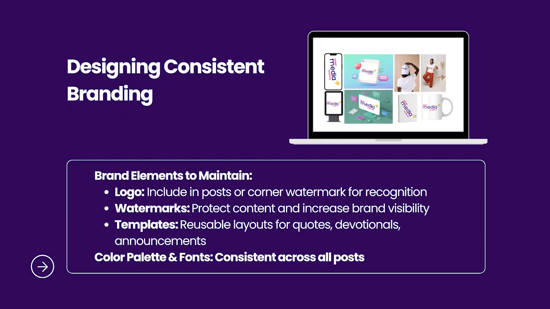And then we have color palettes and fonts. These ones I've already talked about. You should have consistency across all your platforms. If your color is purple, it should be consistent across. We should be seeing the purple across all your platforms and across your content. Meaning even in your thumbnails, if you're using YouTube, your brand colors have to show up. Your fonts have to show up. So consistency is very key.